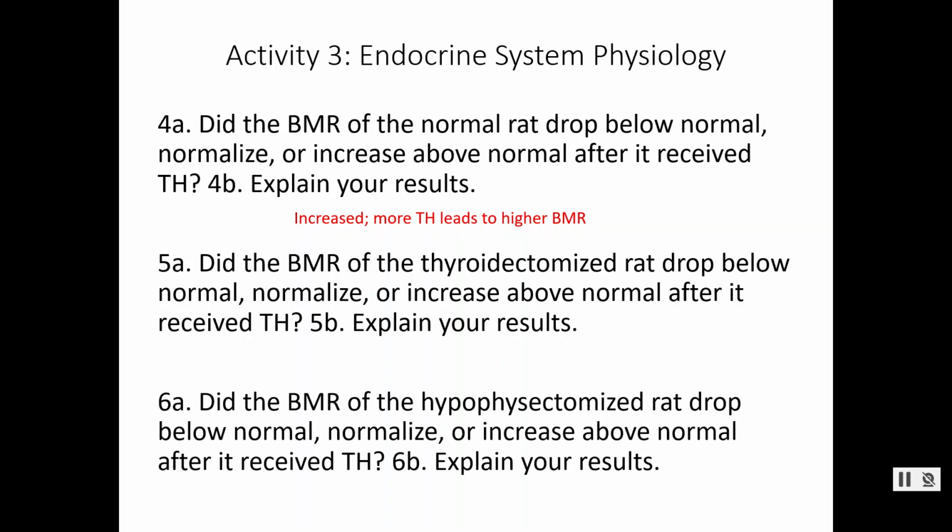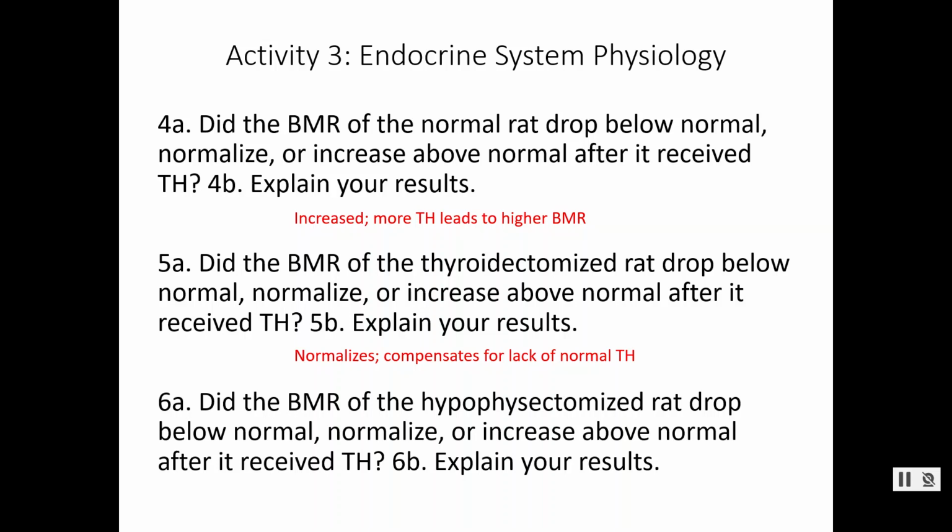So 5A, did the BMR of the thyroidectomized rat drop below normal, normalize, or increase above normal after it received thyroid hormone? And explain your results. We're going to normalize. Remember, we had removed the thyroid of this rat, so it was not secreting its own thyroid hormone, so BMR would be lower than normal to start with. And then we gave this rat thyroid hormone. So we are now compensating for the lack of thyroid hormone that it should have been getting in the first place, so our BMR went from below normal to normal.